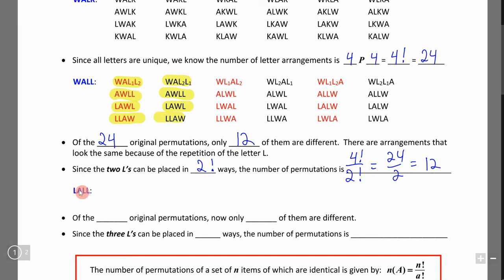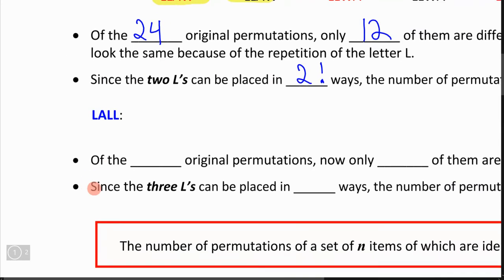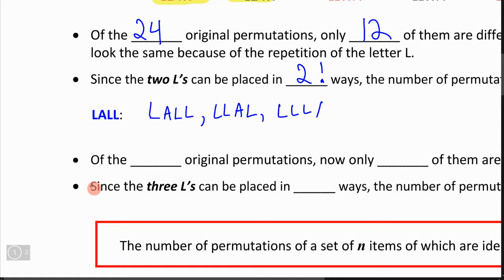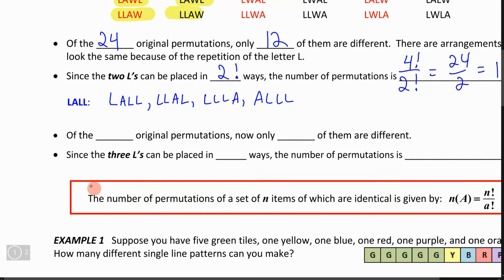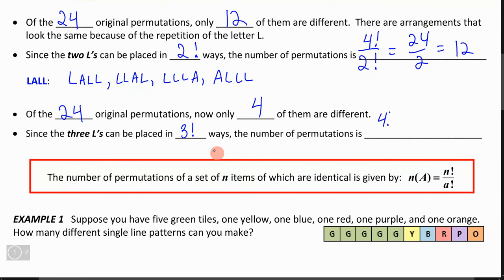Now, what if a letter repeats 3 times? What are the permutations of LALL? Well, I have LALL, LLAL, LLLA, and ALLL. So out of the original 24 permutations of arranging 4 letters, only 4 of them are different. Since 3 L's can be placed in 3 factorial ways, the number of permutations is 4 factorial divided by 3 factorial, which is equal to 24 over 6, or 4.